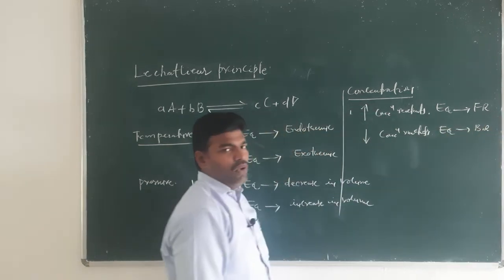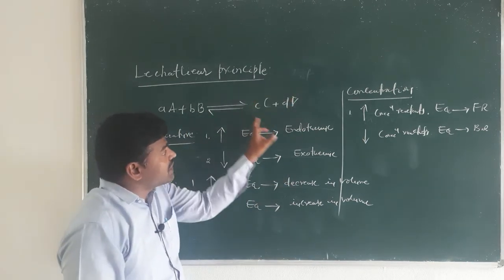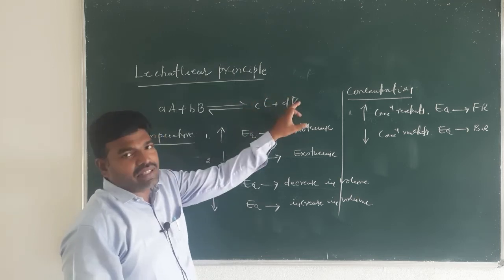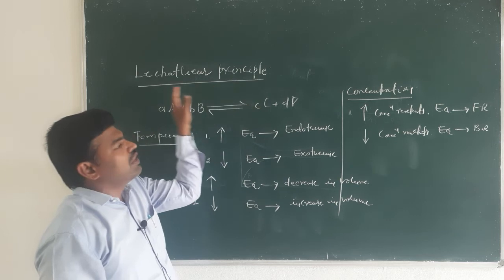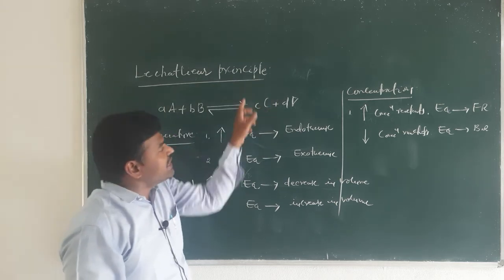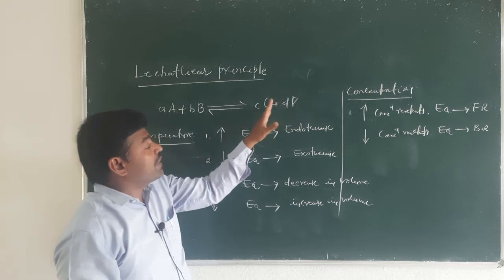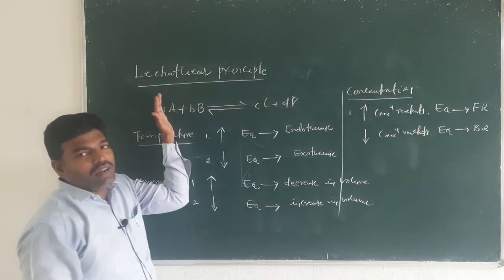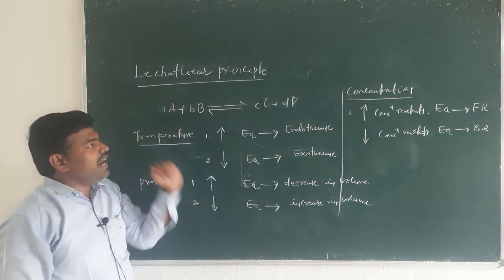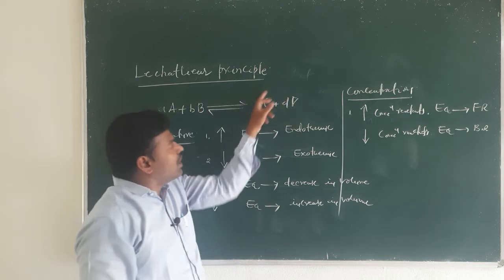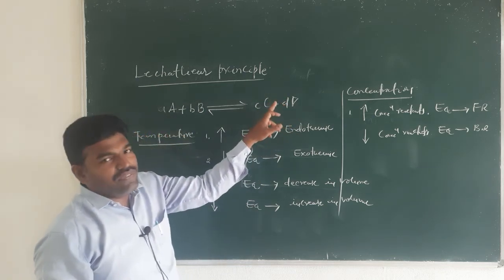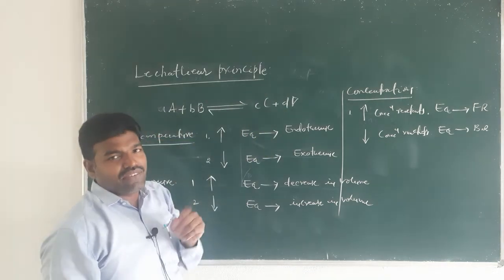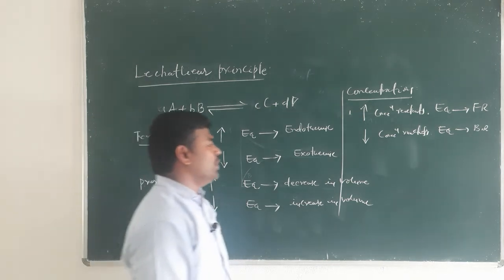And one more important point is, if we increase the concentration of products, then equilibrium shifts in the direction of backward reaction. And if we decrease the concentration of products, then equilibrium shifts in the direction of forward reaction, vice versa.